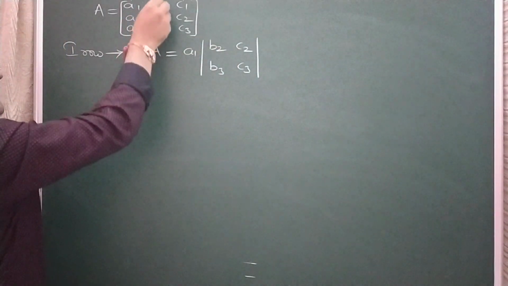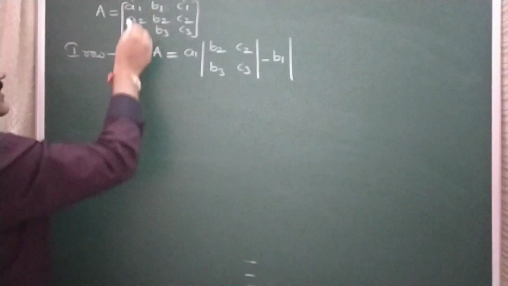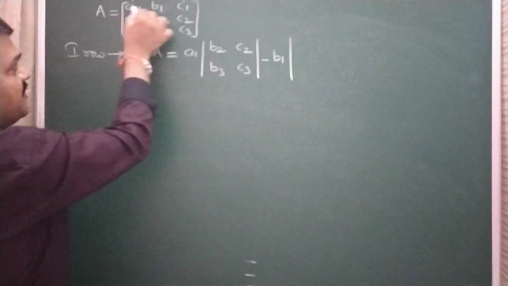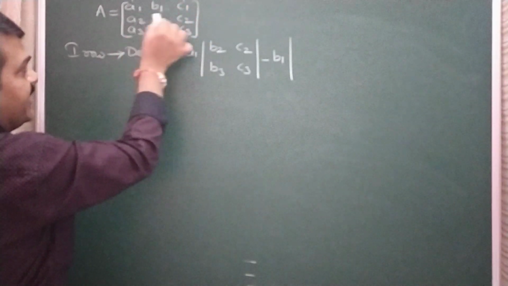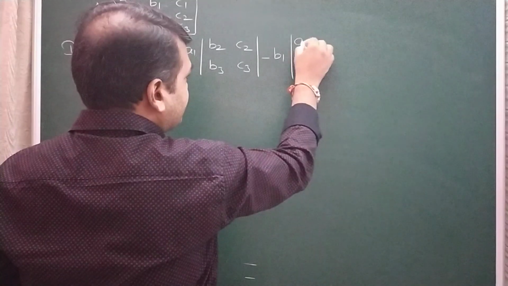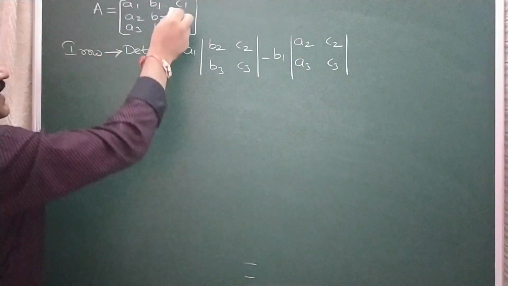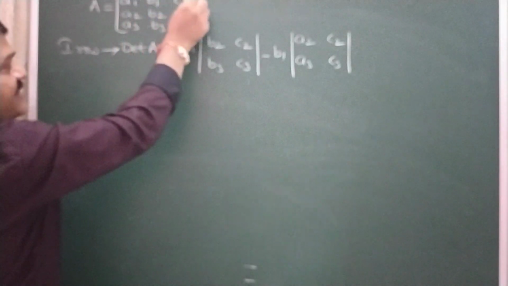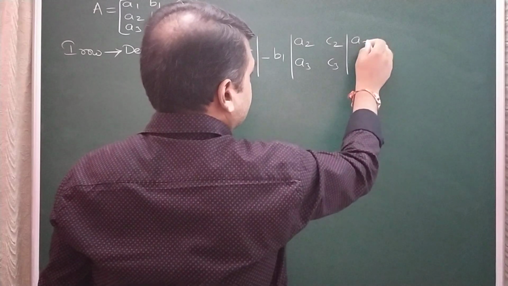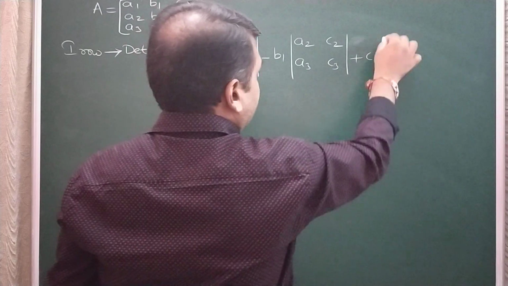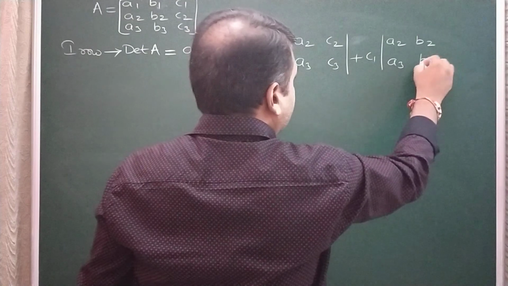Next, the second element has a minus sign, no? So minus B1 into its minor. Remove the row and the column in which B1 is present, that means first row, second column: A2, C2, A3, C3. Next, plus C1 into its minor. Remove this row, this column: A2, B2, A3, B3. Plus C1 into A2, B2, A3, B3.